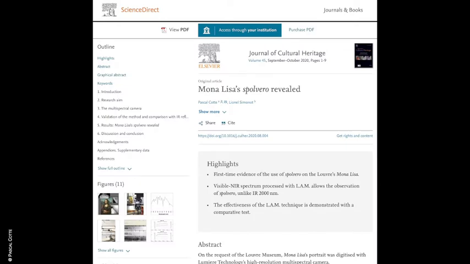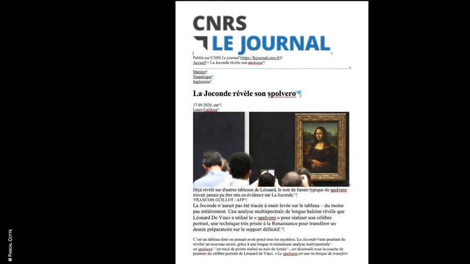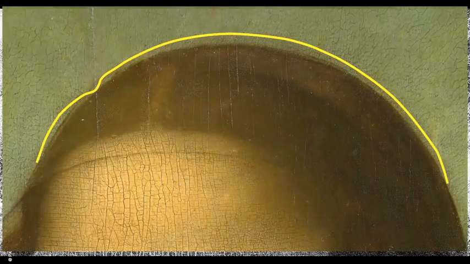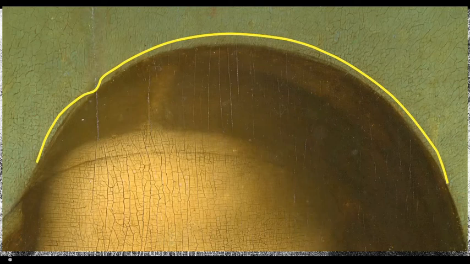I published this discovery of the Spolvero with Lionel Simoneau, researcher at the CNRS. It was recognized by Elsevier in 2020 and made the front page of the scientific journal. Similarly, Spolvero is also found on the outline of the head. Problem: the lines of the Spolvero, positioned higher, do not coincide with the outline of the Mona Lisa's head today.